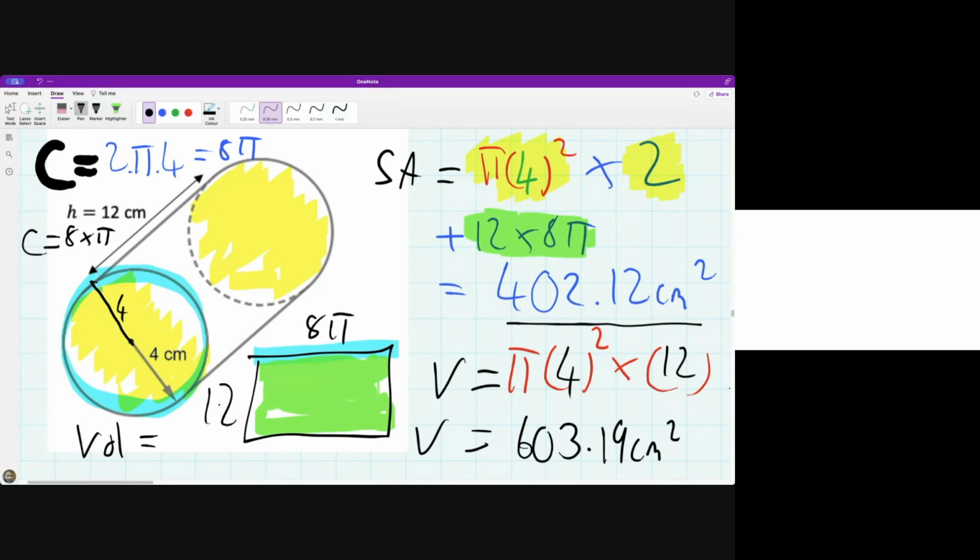And you're quite right, Amelia, thank you for spotting this. It's centimeters cubed.